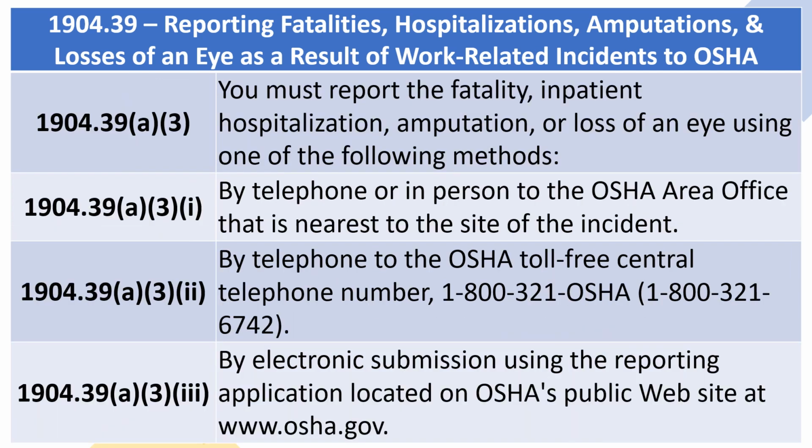1904.39(a)(3): You must report the fatality, inpatient hospitalization, amputation, or loss of an eye using one of the following methods. 1904.39(a)(3)(i) through (a)(3)(iii): By telephone or in person to the OSHA area office that is nearest to the site of the incident. By telephone to the OSHA toll-free central telephone number 1-800-321-OSHA (1-800-321-6742). By electronic submission using the reporting application located on OSHA's public website at www.osha.gov.